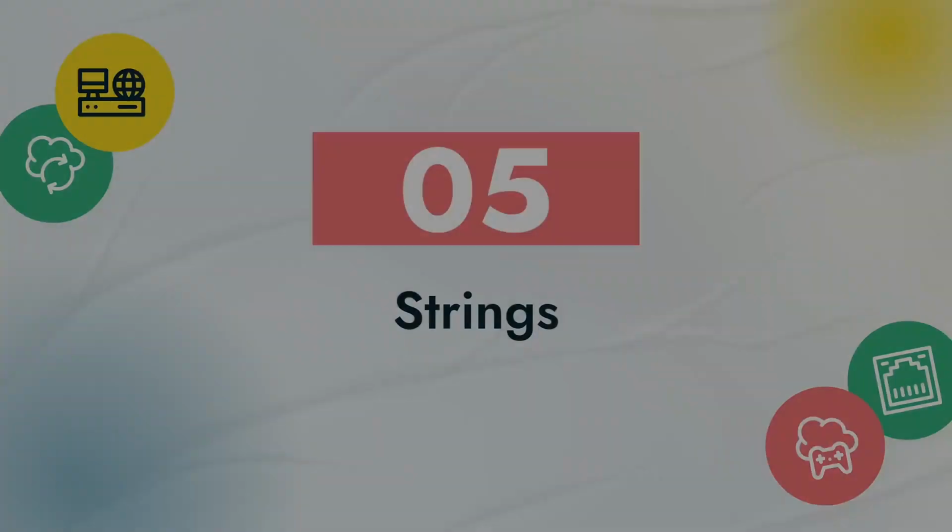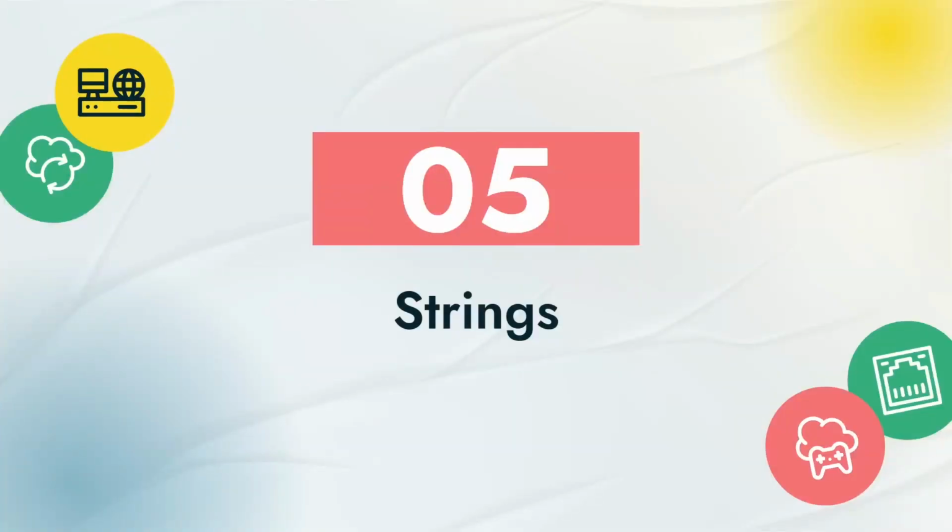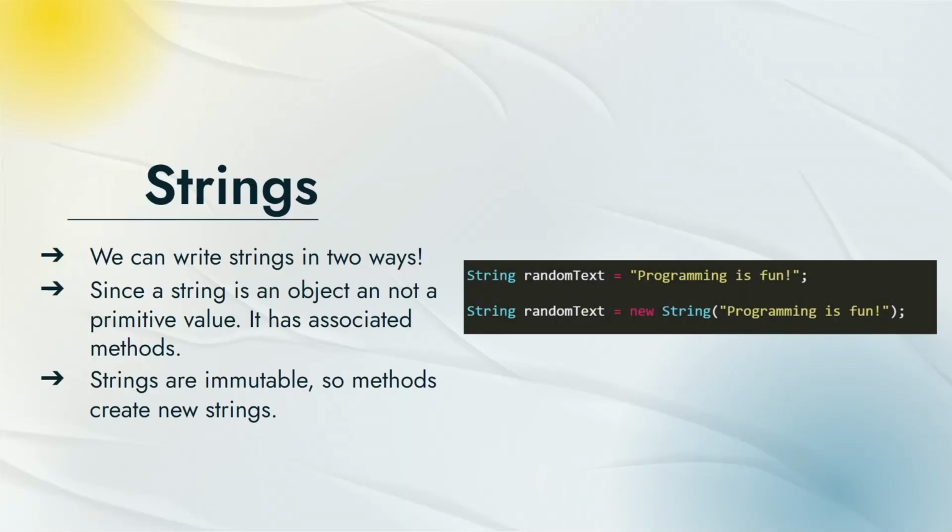So the next thing we'll be looking at is strings. This may sound odd because we already know what strings are, but there's still a lot more to learn about strings. So string is a reference type. Remember, it is not a primitive value. So technically, a string is a class.